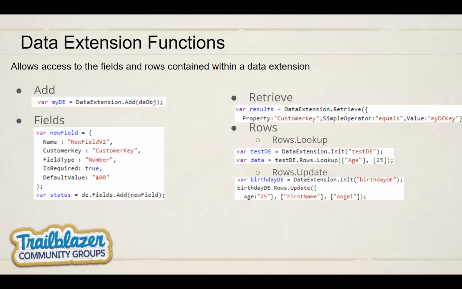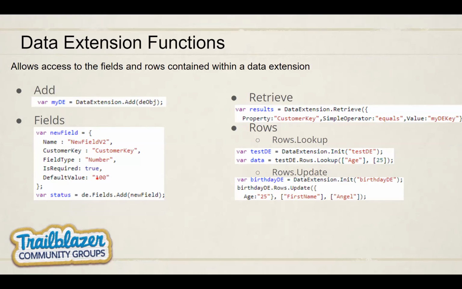So if we're looking at the fields function, it's actually a sub object. That allows you to interact with fields and use the associated functions like add and retrieve, and you can use that within the data extension. So the retrieve function retrieves an array of data extension objects based on the specified criteria. And the rows function is also a sub object. That allows you to interact with the rows of a data extension, also with associated functions. So there's the rows add, rows lookup, rows update, remove, and retrieve.